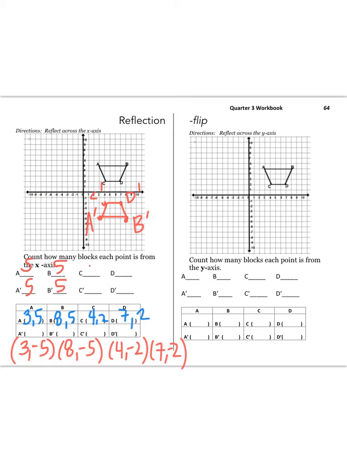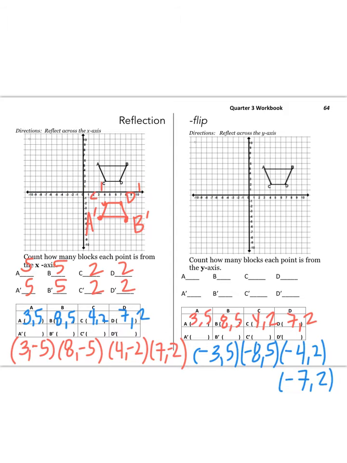C is 2 units, C prime is 2 units. D and D prime are also 2. Okay, now over here. Because I'm reflecting across the y-axis, I go from quadrant 1 to quadrant 2. Negative x values, positive y's. So again, the ordered pairs stay the same, we just have to adjust the sign.